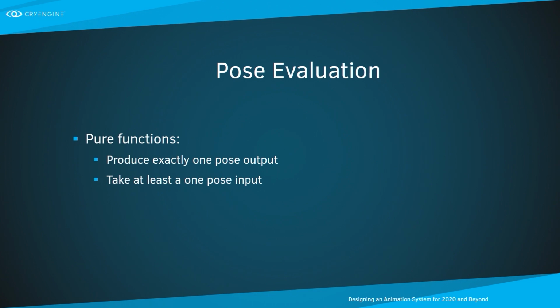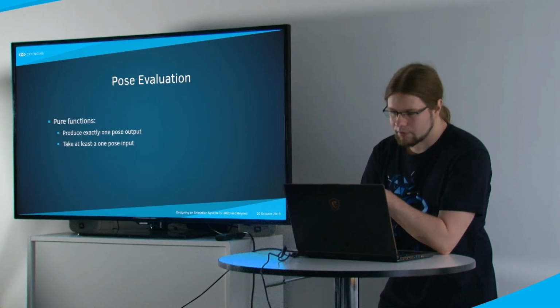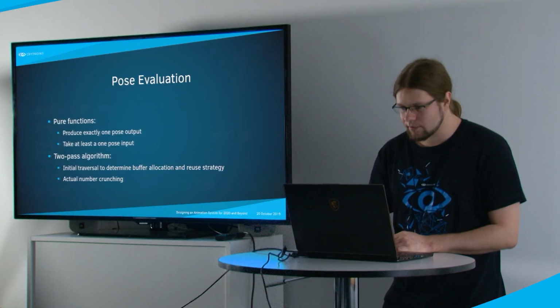We basically have a graph of pure functions that produce exactly one output and take at least one pose input. The conclusion here is obvious. We can always reuse one of the input buffers as the output buffer, which is pretty powerful. To address that, we were proposing a 2-pass evaluation algorithm in which the initial pass is only used to determine the optimal buffer allocation and reuse strategy, and the second pass will perform the actual number crunching.